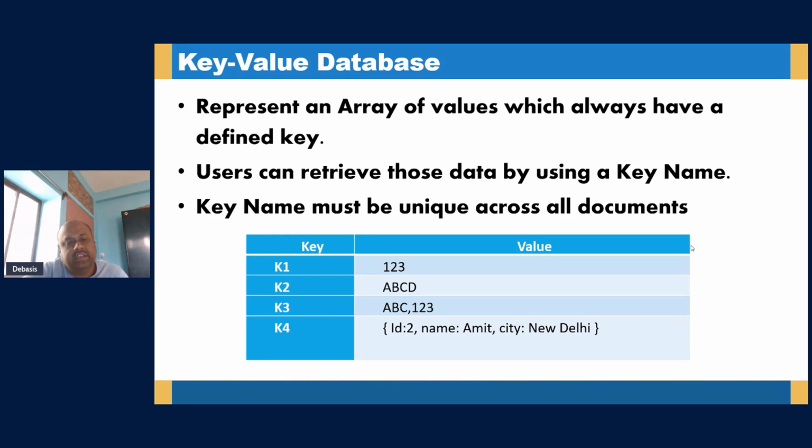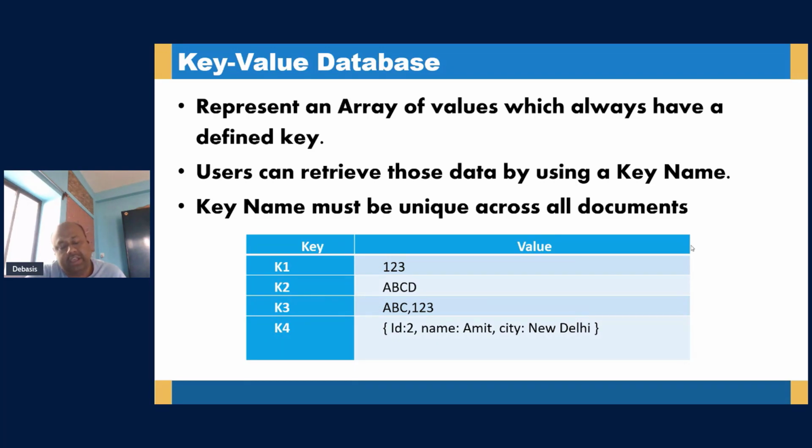In this example, K1, K2, K3, K4 are the key names, and against each key, we can store different types of data like a numeric value, a character or string value, a combination of both such as alphanumeric, or an object or JSON structured data like the K4 key. These different types of values can be stored in a single database structure because the basic criterion of a NoSQL database is that there is no predefined schema or data type. So we can store any type of data or any structured data in a NoSQL database.